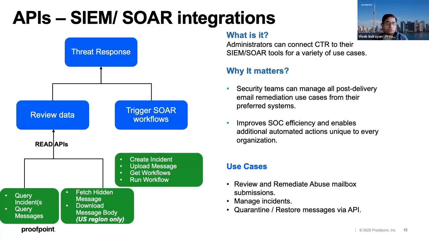So you can use the same SOAR tool to get that message data out via the set of APIs on the left, and use the workflow API to actually trigger change in that message after it was reviewed by you in the SOAR tool.